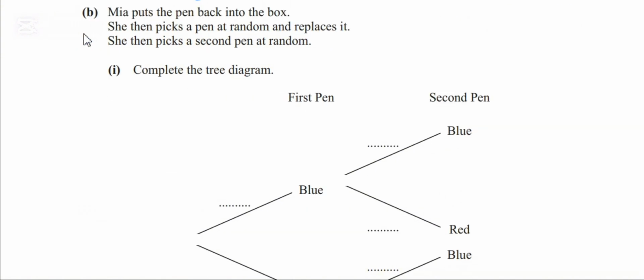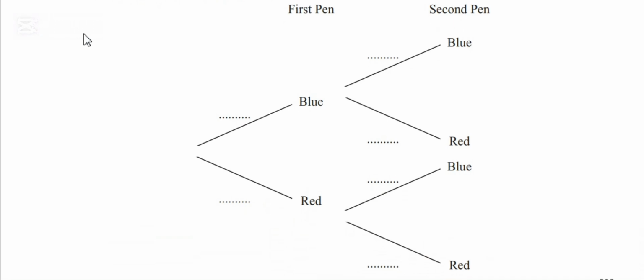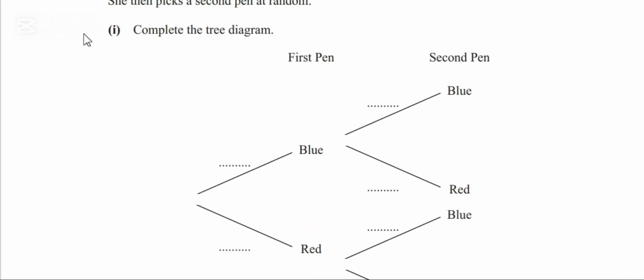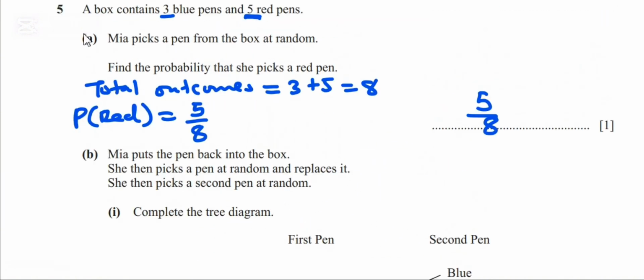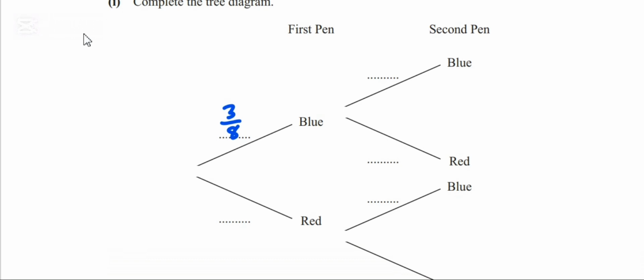Part B says Maya puts the pen back into the box. She then picks a pen at random and replaces it. She then picks a second pen at random. Complete the tree diagram. Since this is probability with replacement, the first probability of picking a blue, because we have 3 blue pens and 5 red pens, for blue we are going to have 3 over 8. Also for red we are going to have 5 over 8.